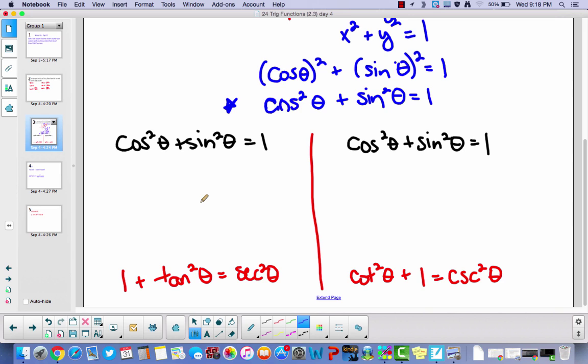Okay, so now I want Coach Gaines to find some group that has done it correctly and have them explain it to the class. Great, thanks so much for helping. So what did we do here? We divided this by cosine squared of theta. But if we do something to one thing, to keep it equal, we have to do it to everything.